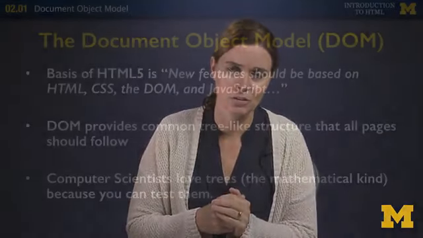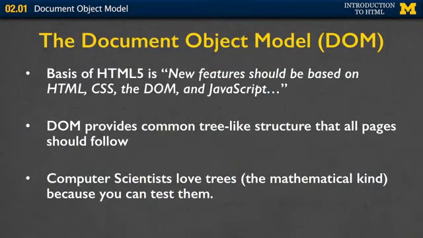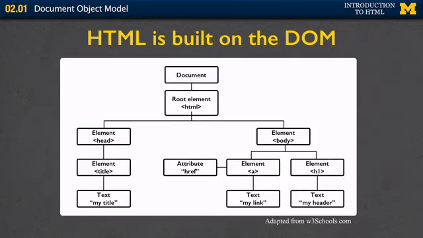One of the things about geeky computer scientists like myself is that we love trees. Not like trees outside that are green and beautiful in the fall. We like mathematical trees. These tree-like structures that we can prove to be valid or invalid. Okay? So when we talk about HTML as a tree, we're talking about this idea that at the very root of the tree, we are going to be creating HTML.